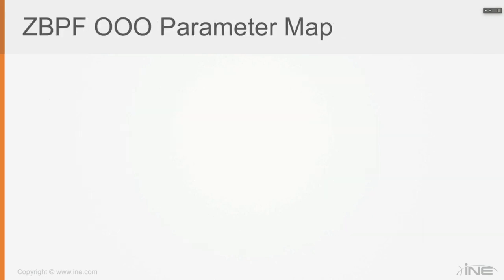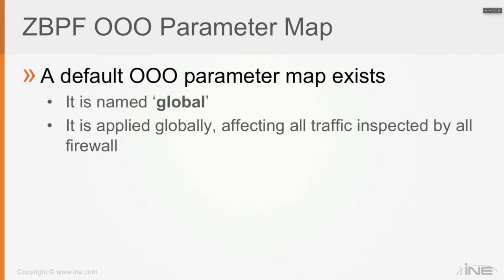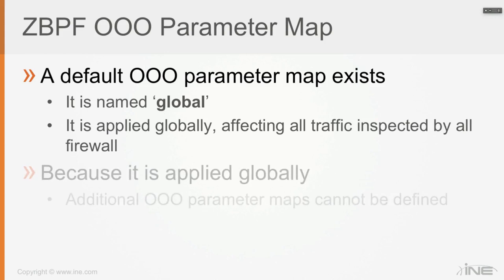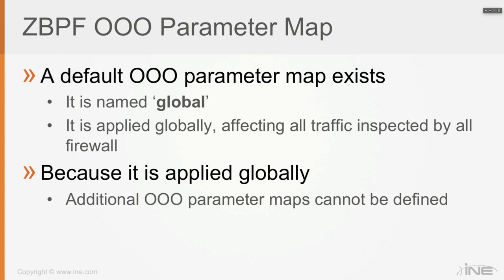Now, for the zone-based policy firewall out of order parameter map, a default one exists. It is named global because it is applied globally, not under a class map or under a policy map, just globally applied. That's why it's called global. And it affects all traffic inspected by the firewall. Because it is applied globally, additional out-of-order parameter maps cannot be defined.